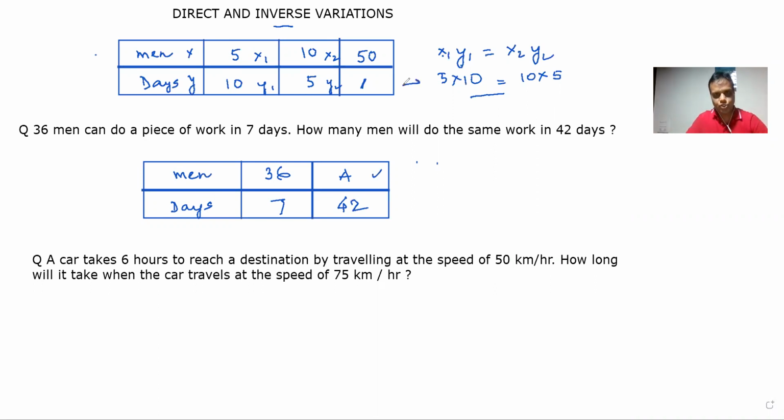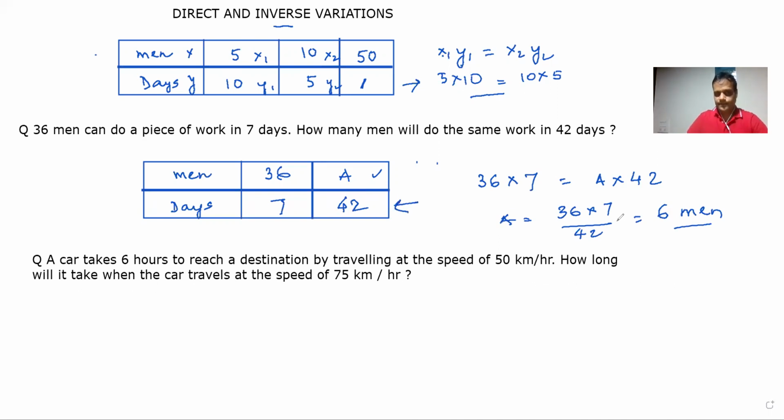So as we just understood, the multiplication of the two variables, men and days, on the left-hand side will give me 36 into 7, and on the right-hand side will give me A into 42. Now, this is a very, very simple linear equation. We can find out A, which is nothing but 36 into 7 upon 42, which is 6. And what is 6? 6 are the number of men who can finish off the work in 42 days. I hope it was simple.